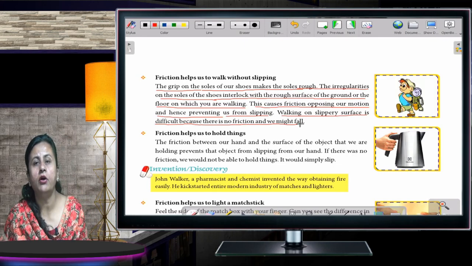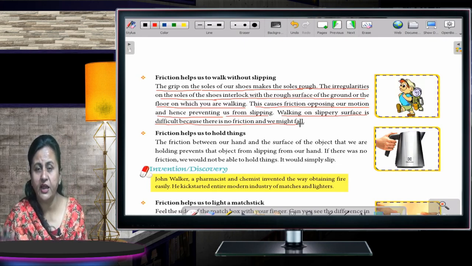Okay, in case we walk on the wet floor, what happens? There won't be friction and we would slip.